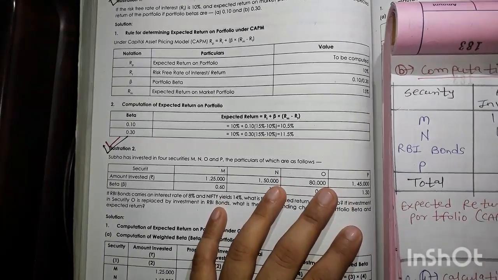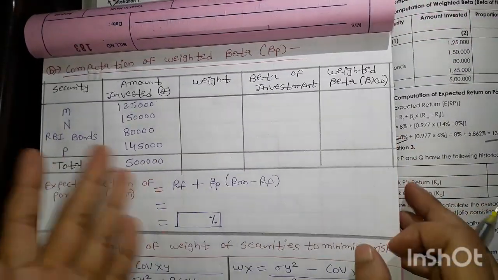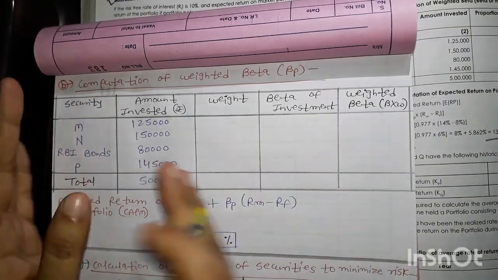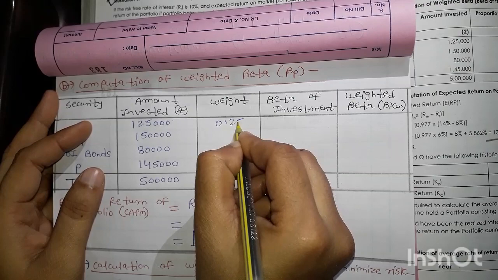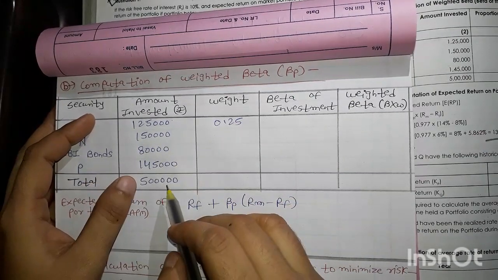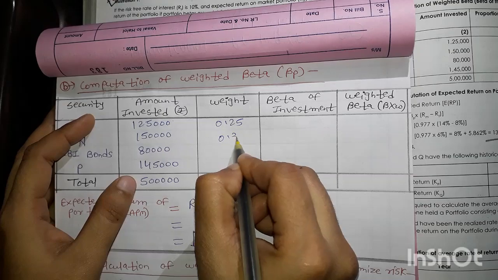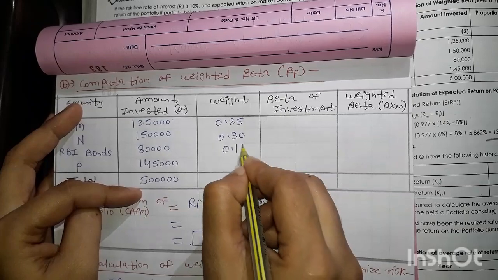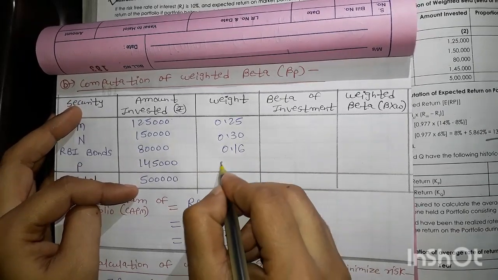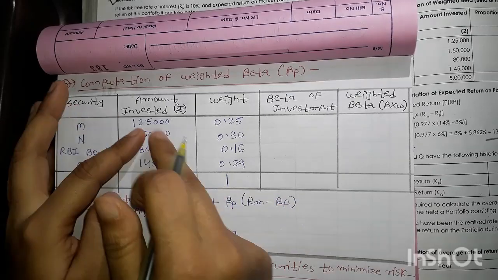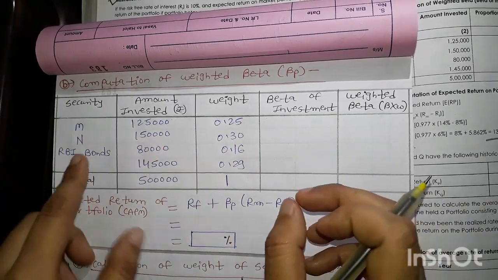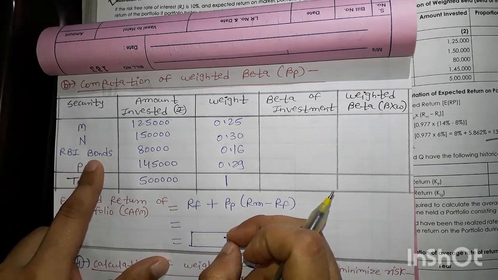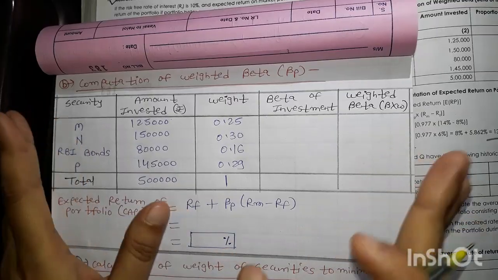Now weights. Okay, weights will remain also same. If you want, then you can check it. That is 1,25,000 divided by 5. Okay, we have did just now. Then 0.25. After that 1,50,000 divided by 5 lakh. It is 0.30. 80,000 divided by 5 lakh. Okay, 0.16. Then 1,45,000 divided by 5 lakh. It is 0.29. Okay, these two columns will remain same, but the difference is here we have written earlier that is security O, but now we are writing RBI bonds. That is the difference. Okay, I hope you are getting me.